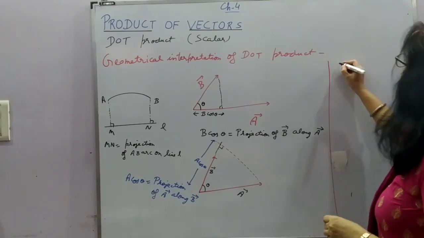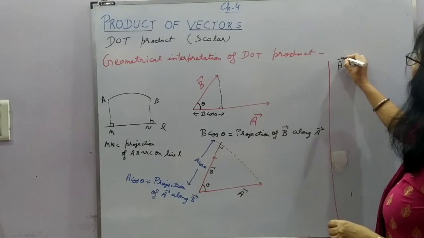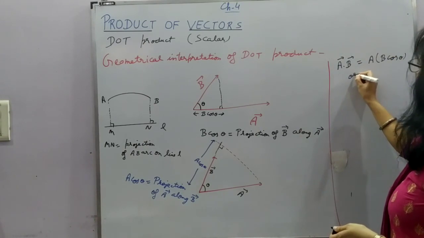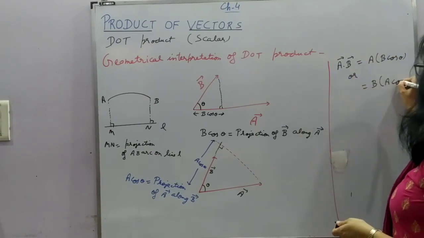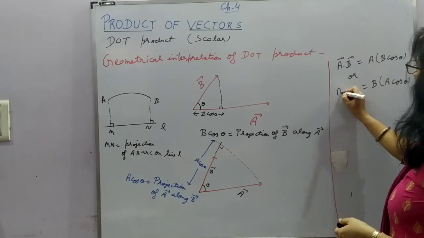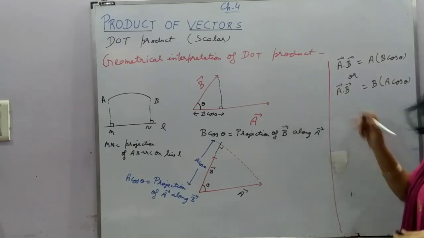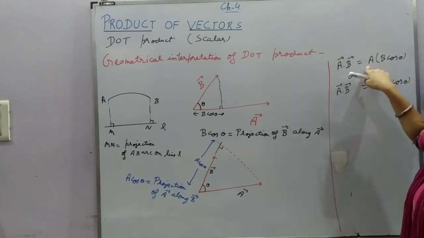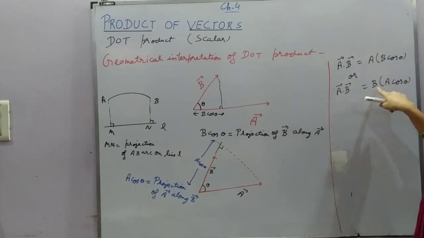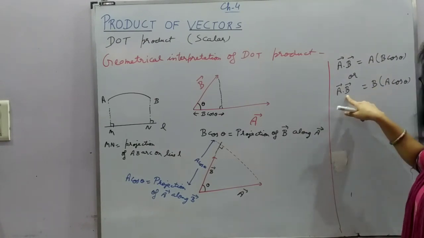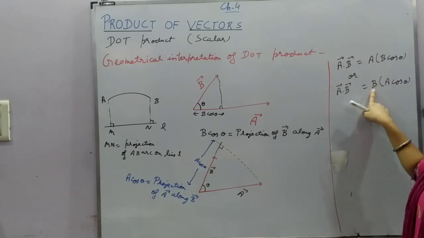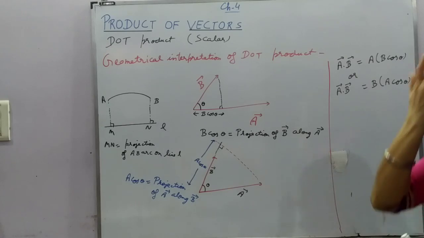A dot B vector can be written as either A into B cos theta, or it can be written as B into A cos theta. So what is A dot B? A dot B is the product of one vector and the projection of the second vector along the first vector. Here also, if we consider this as one vector, dot product is the product of one vector and the projection of the second vector along the first vector. This is the geometrical interpretation of dot product.